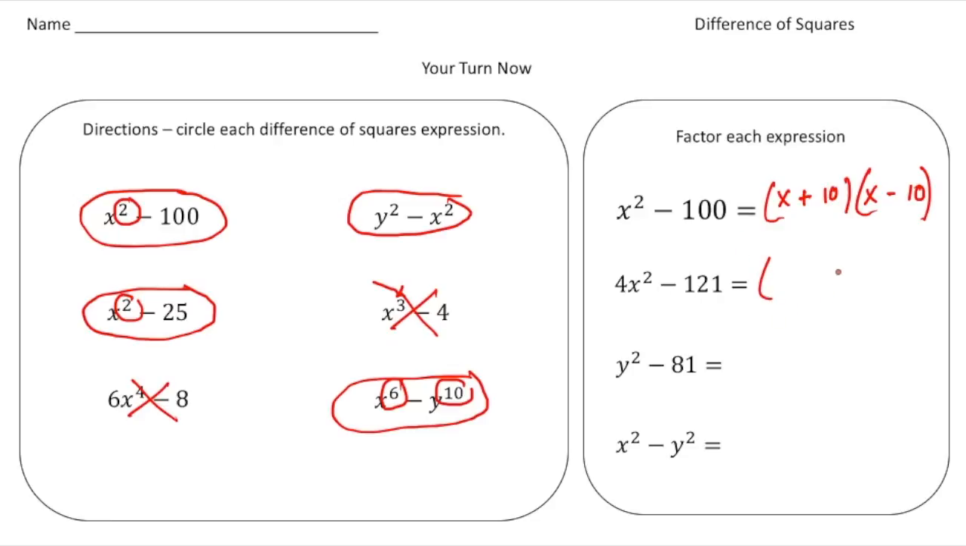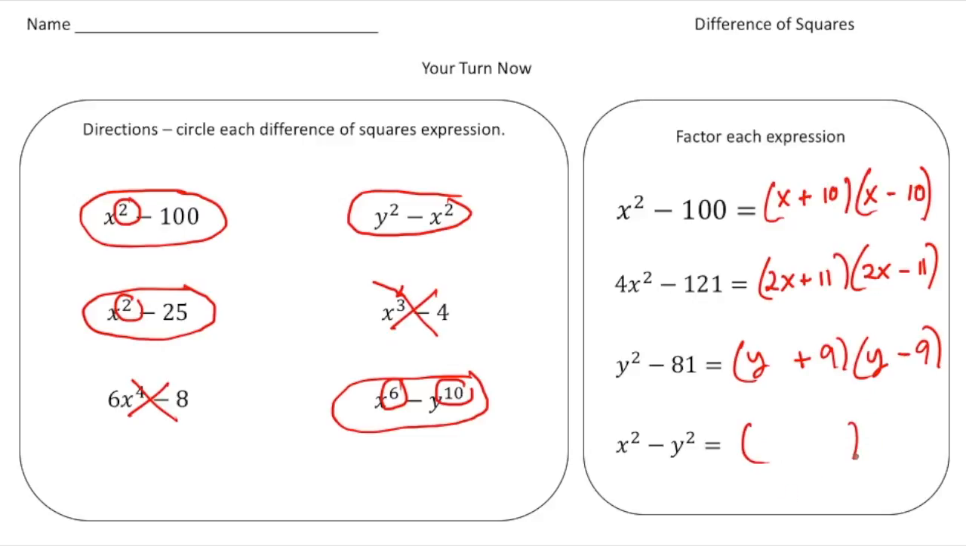All right, the next one, 4x squared minus 121. Well, 4x squared is going to be a 2x and a 2x. 121 is going to be an 11 and 11. And we're going to have a plus and a minus. All right, this one here is a little bit nicer. We got y squared minus 81. Well, the square root of y squared is y and y. And the square root of 81 is 9 and 9. Then we're going to have a plus and a minus.